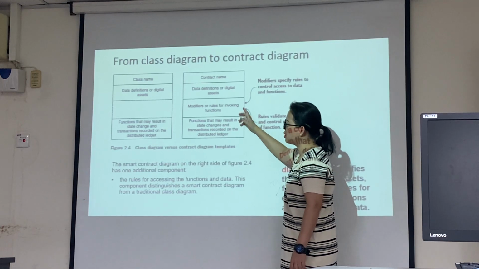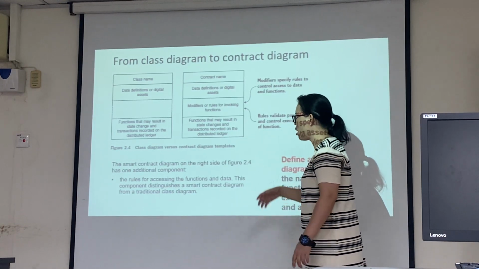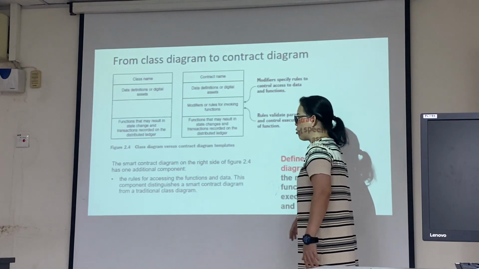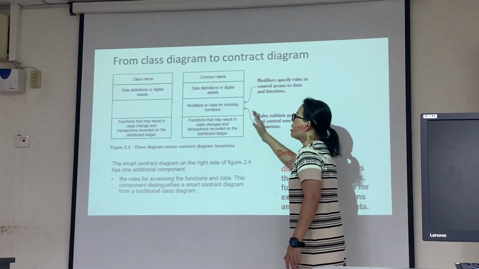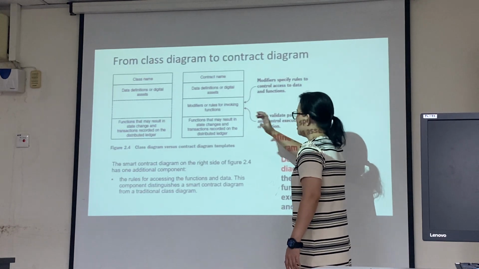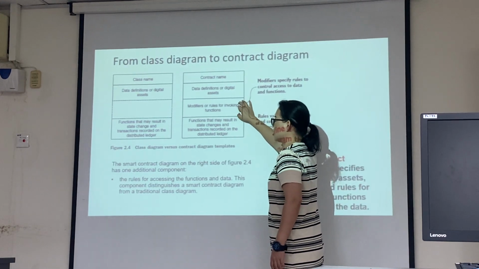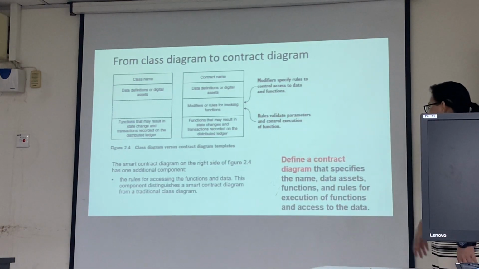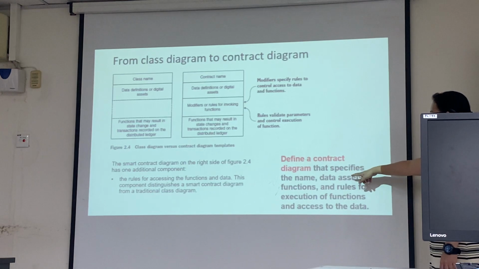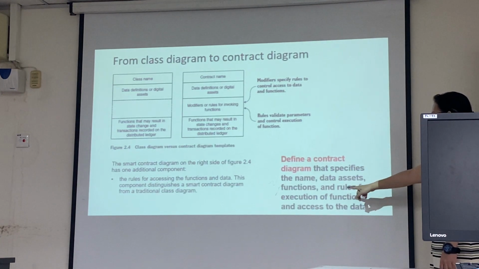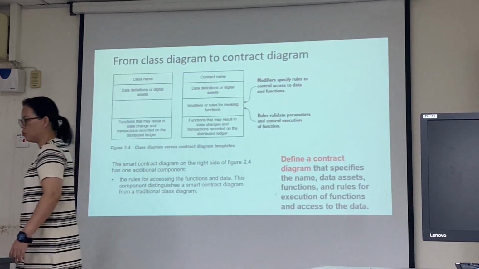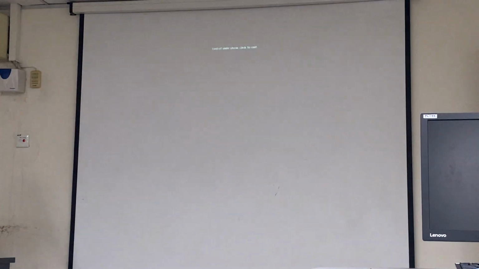So this diagram shows you, whether I'm drawing a class diagram or a contract diagram, how to draw a contract diagram. Make sure when you design your program, you design your modifier. The contract diagram specifies the name, data set, functions, and the rules for the execution of functions and access to the data. This is just a diagram for your assignment only.